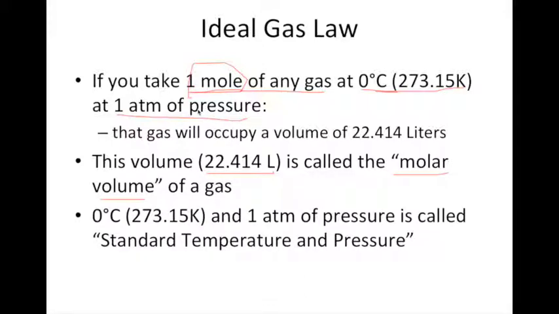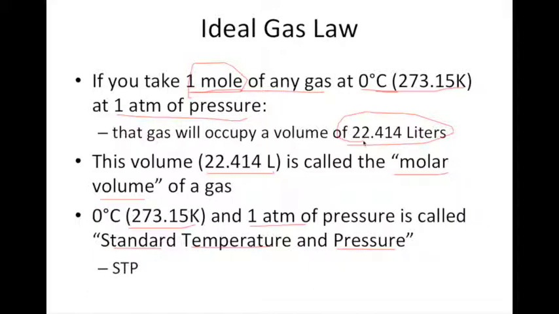A temperature of 273.15 Kelvin and exactly 1 atmosphere of pressure is what we call standard temperature and pressure. So just to review, if you take 1 mole of any gas at standard temperature and pressure, it will occupy 22.414 liters. And it doesn't matter what gas it is. It can be carbon dioxide, nitrogen, hydrogen, helium, any gas under those conditions will occupy that molar volume.